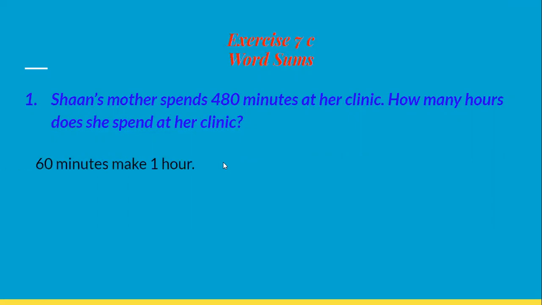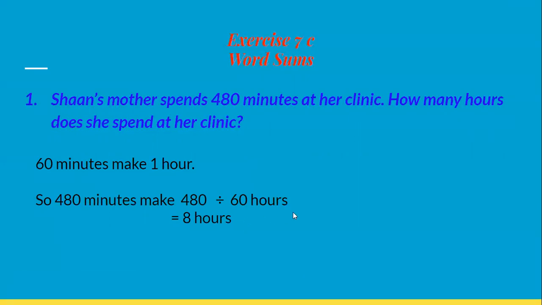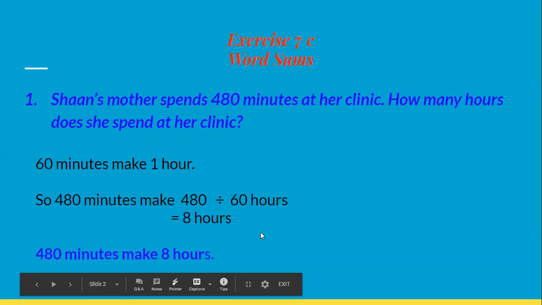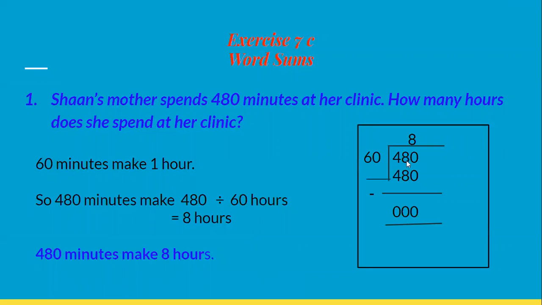So let's see the steps, how to write the steps. 60 minutes make 1 hour. So 480 minutes make 480 divided by 60. Now the answer is 8 hours. It means 480 minutes are equal to 8 hours. 480 minutes make 8 hours. So I'll show you the rough work also. The division 480 minutes divided by 60. So 6 8s are 480. Remainder is 0. The quotient is 8. So 480 minutes make 8 hours.